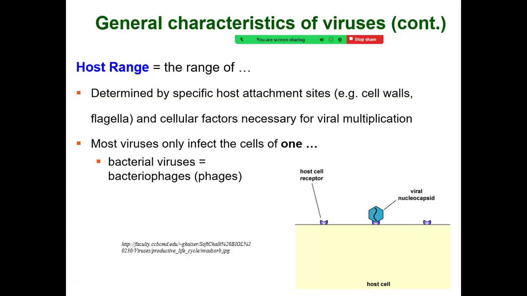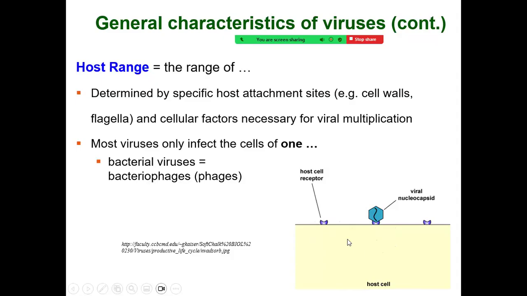And this largely determines the host range of the virus, meaning if the virus cannot bind to that host cell, it will not infect that host cell. And there is one other thing for determining the host range, and that is the host cell has to have the factors needed for this virus to multiply. So there might be cellular factors necessary for viral multiplication, and both of these determine the host range of the virus, meaning the host cell that this virus can replicate in.